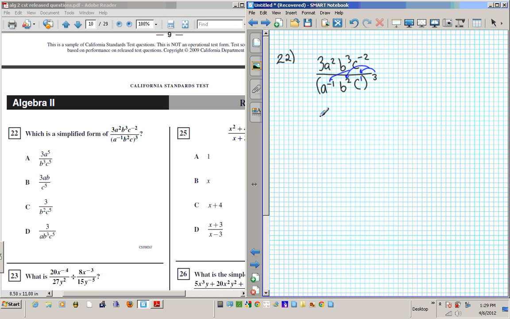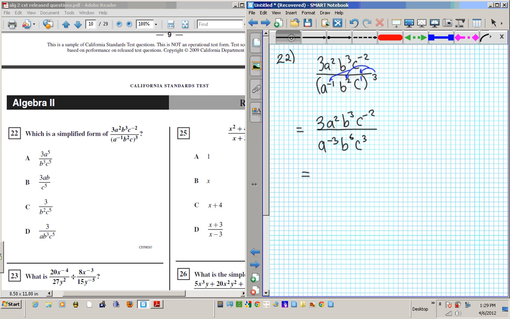Alright? So that gives us 3a squared b to the third, c to the negative 2. And then in the bottom, a to the negative 3, b to the sixth, c to the third. Now to simplify this, the next step, I don't like negative exponents. So to resolve the negativity of the exponents, I'm going to reciprocate any negative exponent. So when an exponent is negative on the top, it comes down. If it's negative on the bottom, it goes up.